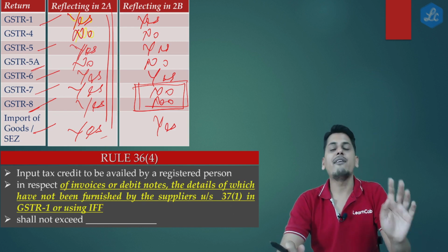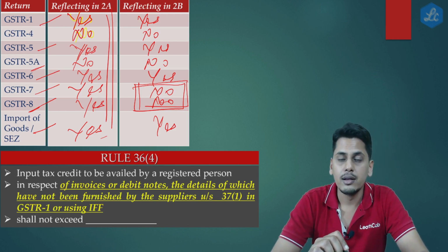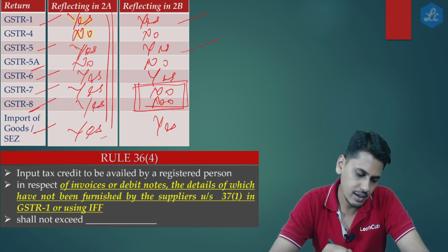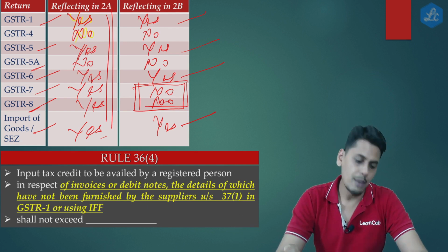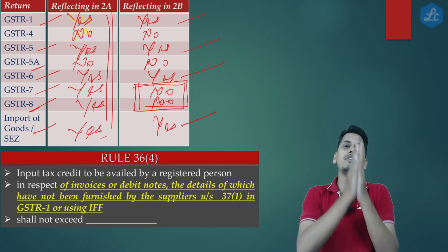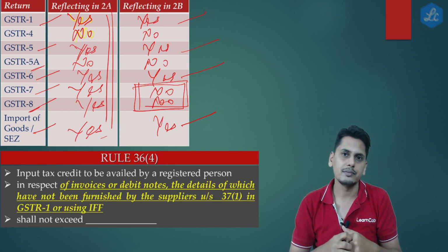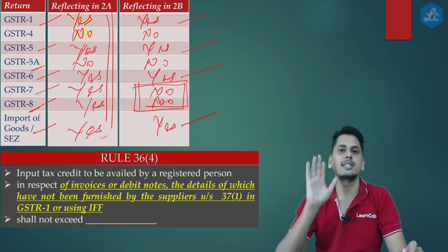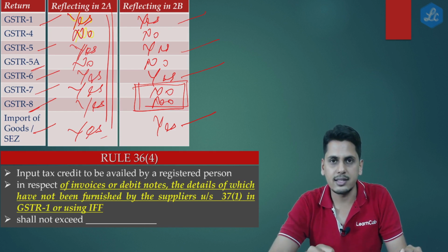Now friends, having discussed this, we get to know the source of GSTR 2B is GSTR 1, GSTR 5, GSTR 6, import of goods and special economic zone. Now friends, please tell me, let's suppose a particular invoice, the source of which is GSTR 1, which means it is a supplier who is a regular taxable person who files GSTR 1. A particular invoice is not reflecting in GSTR 2B. The source is GSTR 1. Can I take input tax credit?